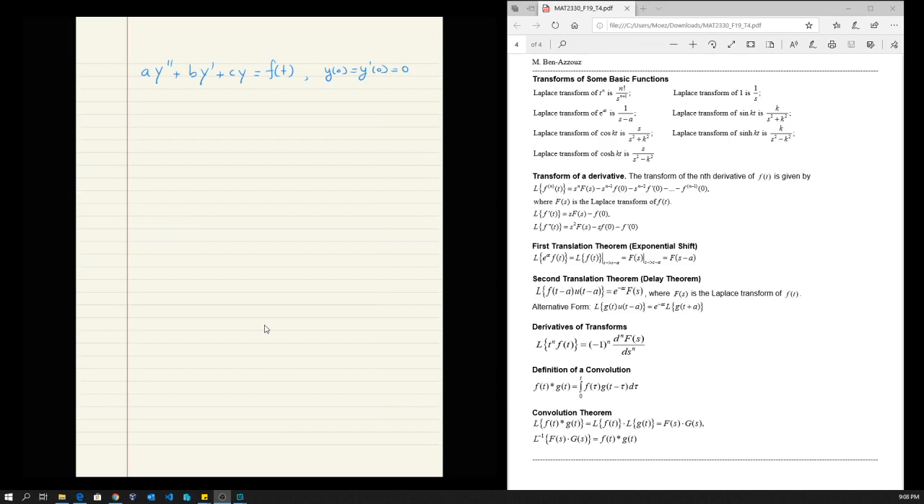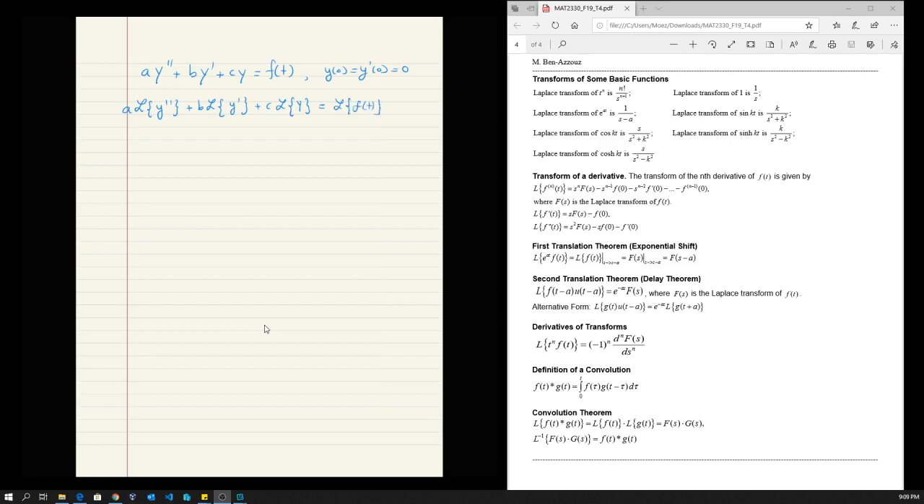So let's see if we can at least use the Laplace transform and see what's the pattern of the kind of solution, or what are we going to run into when we're trying to solve this, right? So if you do the Laplace transform, this is going to be A times the Laplace transform of y double prime plus B times the Laplace transform of y prime plus C times the Laplace transform of y equals the Laplace transform of f of t.